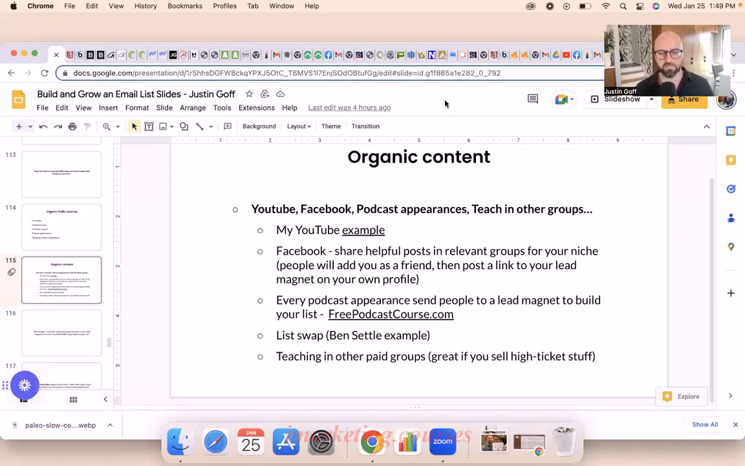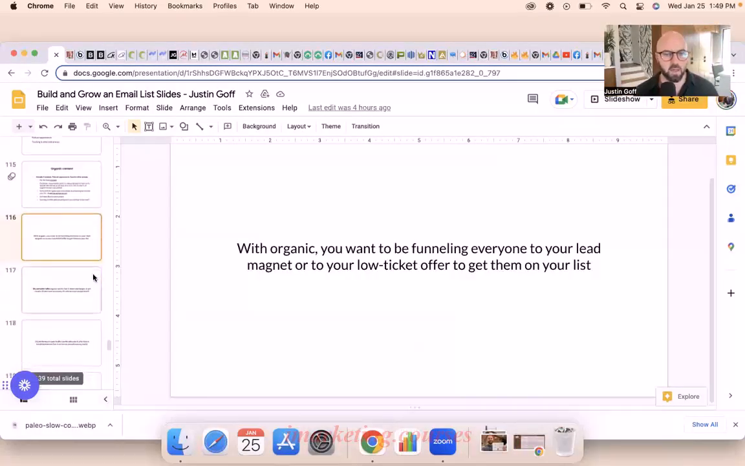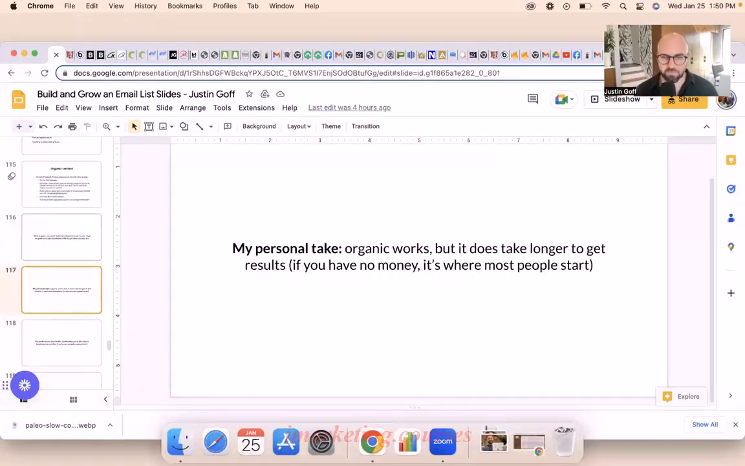And like I said, if you're doing high ticket stuff, that's a really, really good place to be. Not so much if you're doing low ticket stuff, but if you're doing anything high ticket, teaching in other paid groups is one of the best places to get in front of the people that you really want to be in front of. So the big thing with organic, like I said, you want to be funneling everyone to your lead magnet or your low ticket offer to get them on your list.